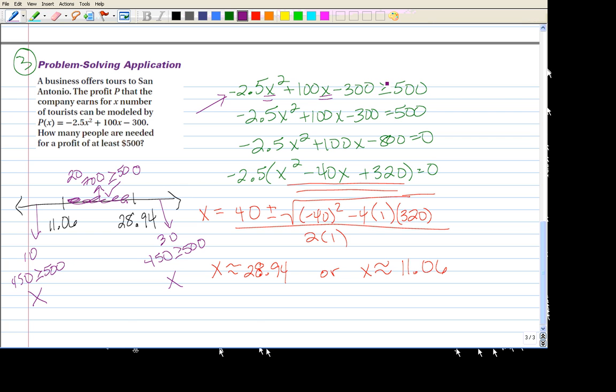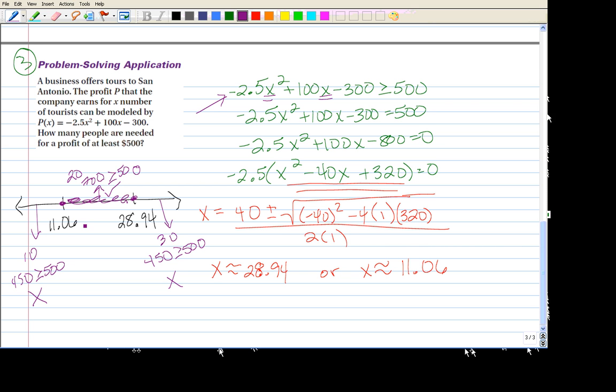And notice our inequality is an equal to, so as for the critical values, we'll put closed points here. But because we are in an application problem, we can't have 11.06 people or 28.94 people. We want to make these whole people. So we cannot have a fraction of people. So we want to round these numbers so that way the people that we have still fall in the shaded region.